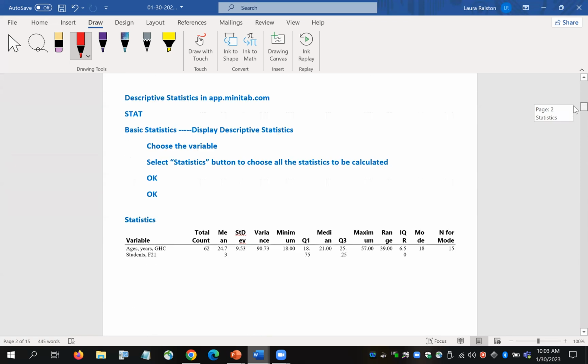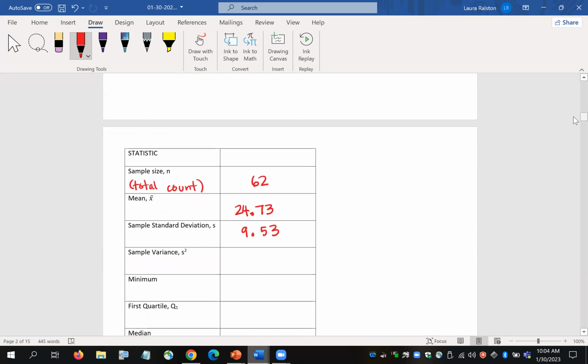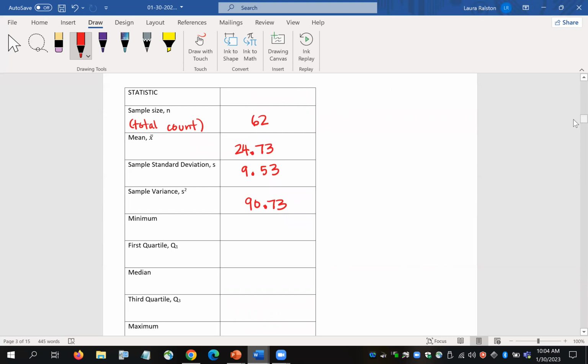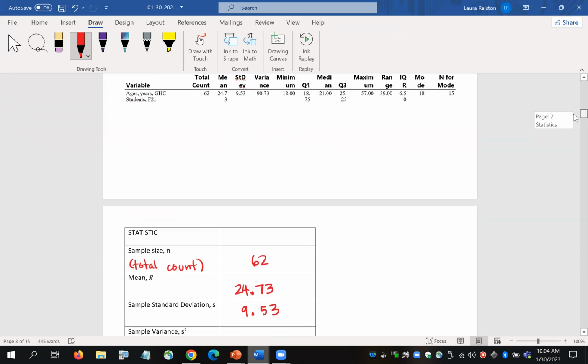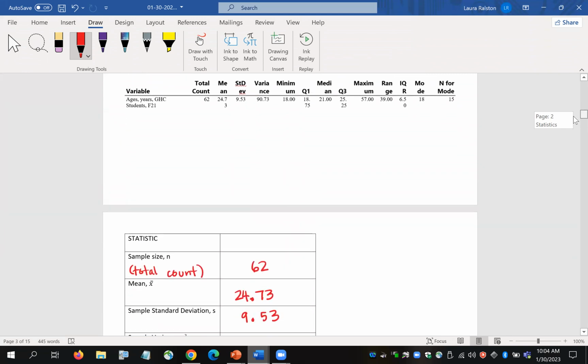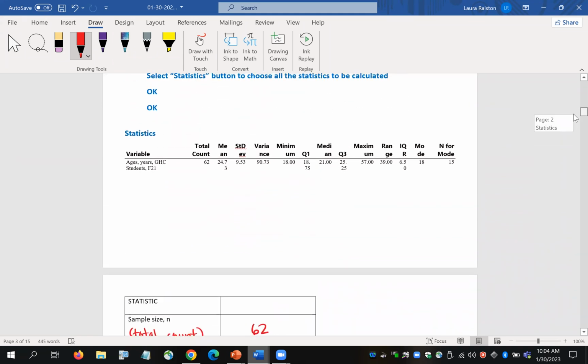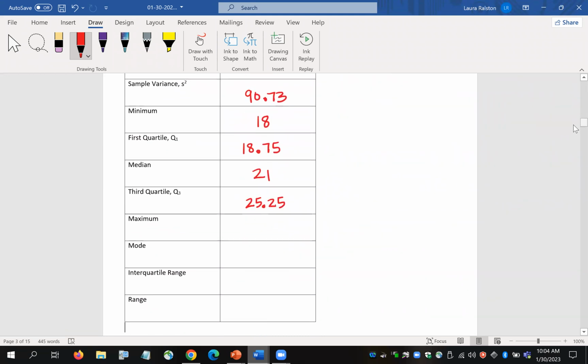The variance is 90.73. The minimum was 18. Quartile 1 is 18.75. The median is 21. Quartile 3 is 25.25. Maximum was 57.